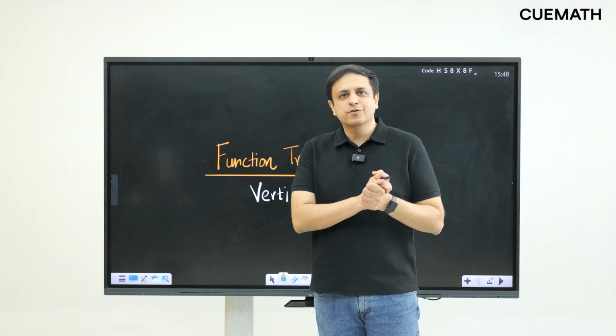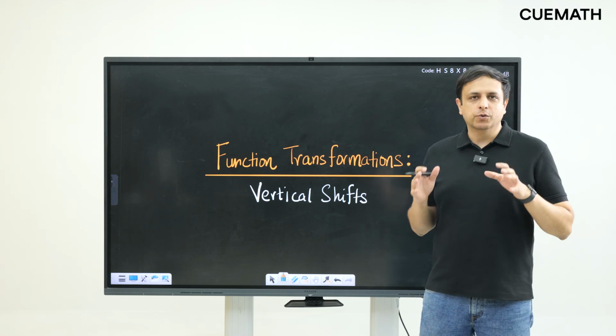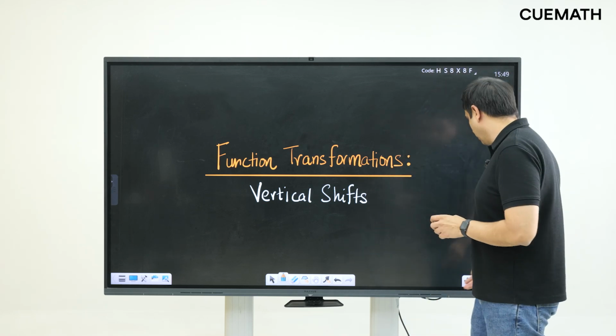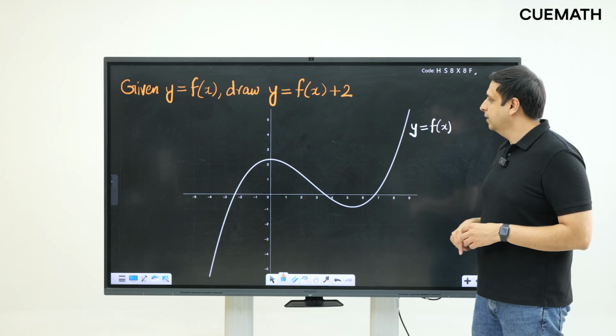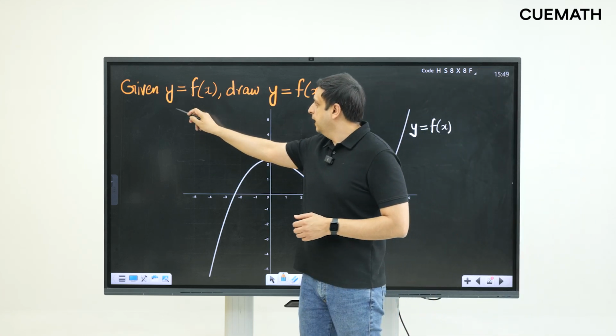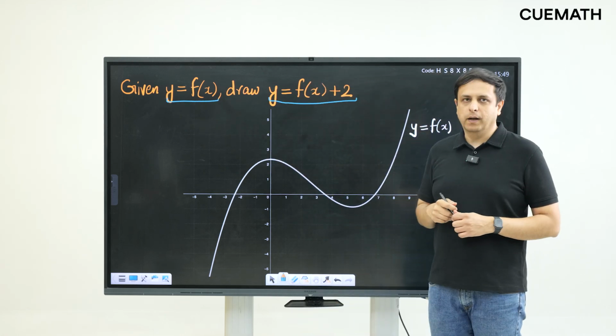Hi everybody, in this video I'm going to be talking about function transformations using vertical shifts of graphs of functions. To understand what this means, let's take a look at our first example here, which says: given y equal to f of x, draw y equal to f of x plus 2.